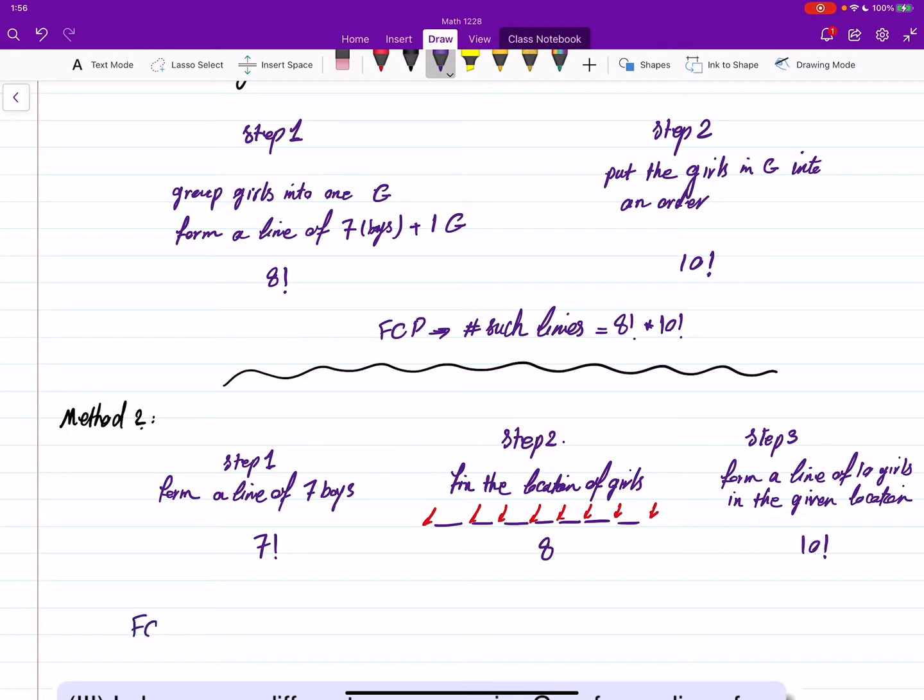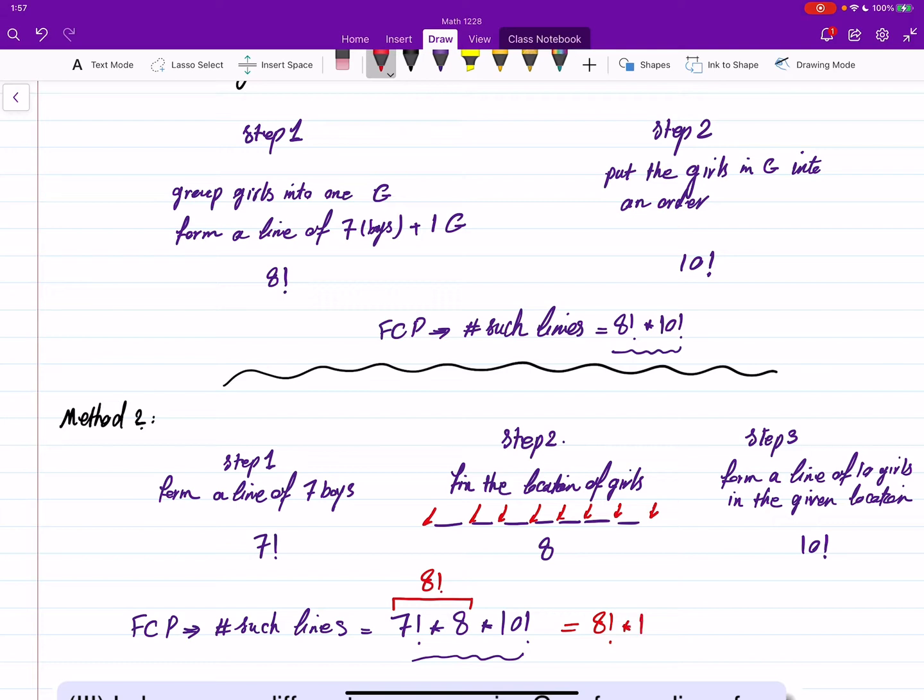So the fundamental counting principle tells me that the number of such lines is equal to 7 factorial times 8, the number 8, not 8 factorial, and then times 10 factorial. For a second you look up there and find something different in method 1: 8 factorial times 10 factorial. You're right, but if you look carefully, 7 factorial times 8 is 8 factorial. That is why the first method and second method give us the same number. They should give us the same number, yes? So that was part 2.